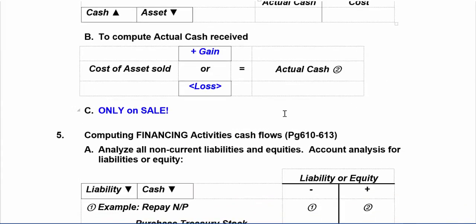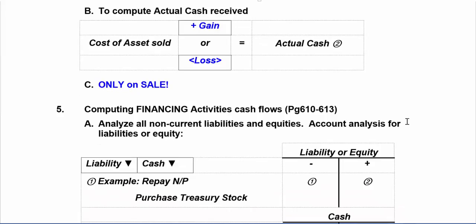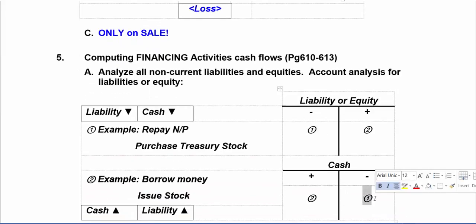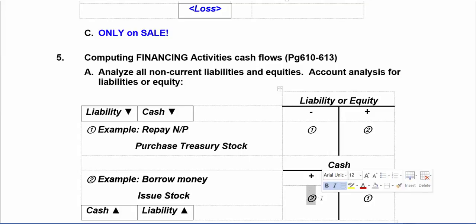Financing activities. To do financing activities, you analyze all your non-current liabilities and your equity accounts, and essentially those tend to be sources of cash. So if a liability goes down, the only way for the liability to go down is for us to pay it. So a simple transaction would be repaying a note payable. Repaying a note payable would make our liability go down and would make our cash go down. However, if we borrowed money, then that would make our liability go up and our cash go up.